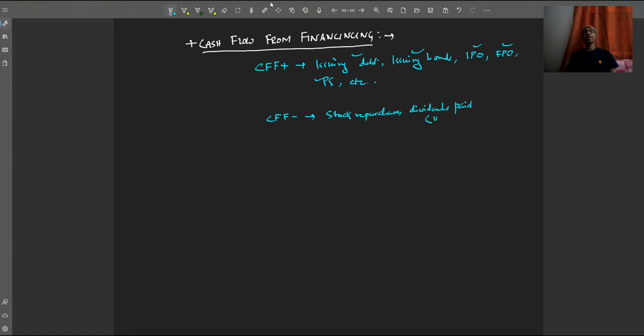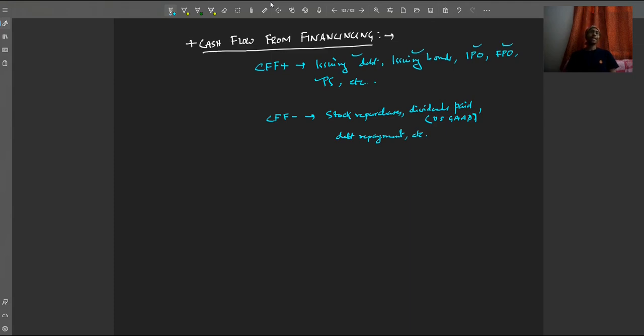In US GAAP, dividends paid, then it can be debt repayment, etc. These are basically cash outflows from financing activities. You are repaying debt, you are repurchasing stock, you are paying dividends. Under US GAAP, that is considered a financing activity. Now a few things we must take note of.